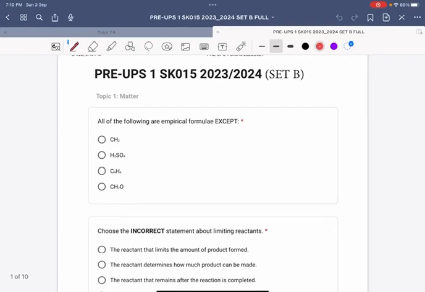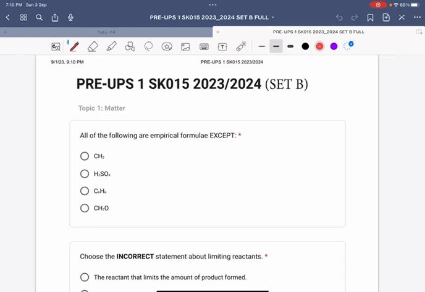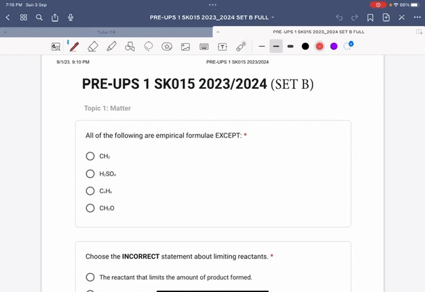Okay, so we continue with pre-UPS 1, SK015, 2023-2025 Sec B. Topic 1, Metal.